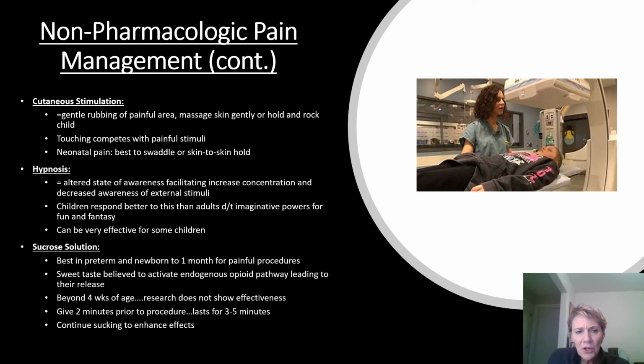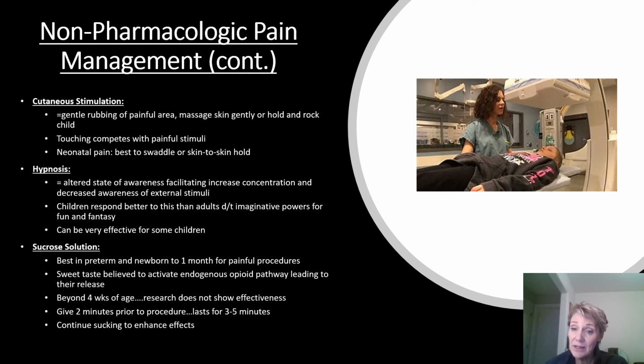Hypnosis. We all know what hypnosis is. Children respond much better to this than adults do. Children, remember, many of them have that imaginative side to them. They have the ability, they have no limitations, if you will. They don't think through the limitations. They actually function in a world of imagination and fantasy. And hypnosis can be incredibly effective in children for pain management.